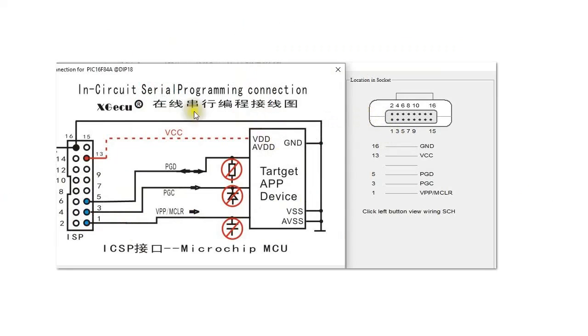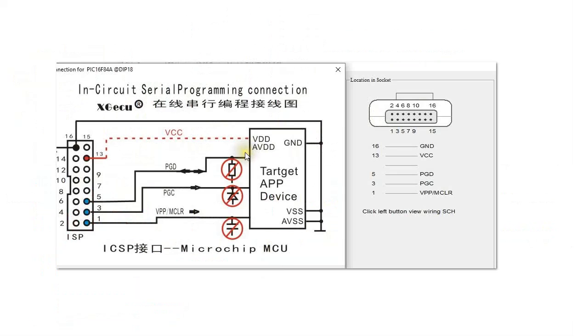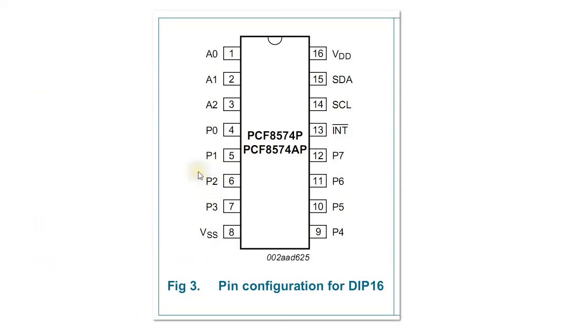Here is a typical connection on my XGSU programmer. You can see there's the program data, program clock, and the VPP master clear. You can see, for instance, here that's the program data, that's the program clock. The master clear would have connected here. It connects identically on the 84A. This is the PIC8574P. Extremely simple to use and set up, and cheap.